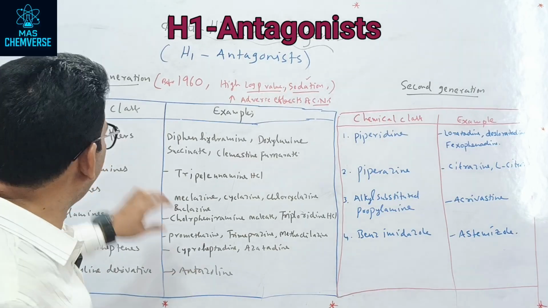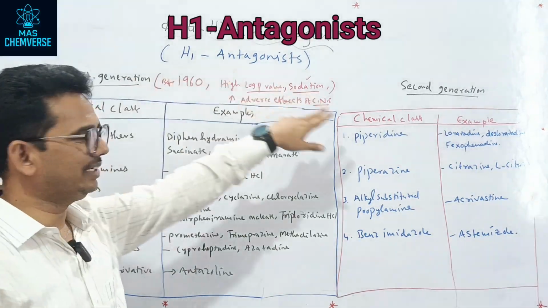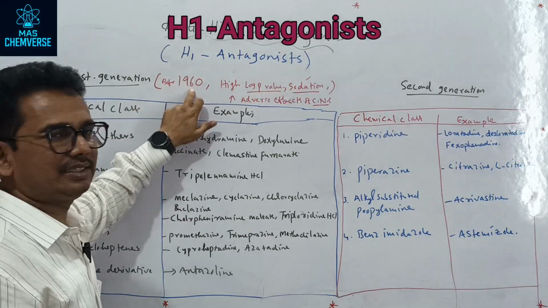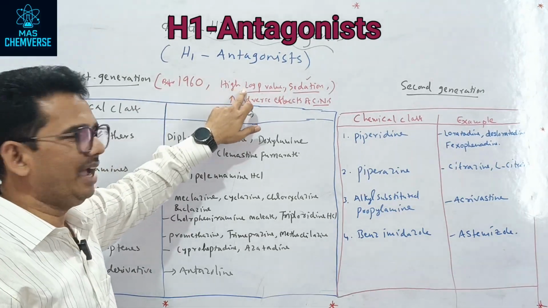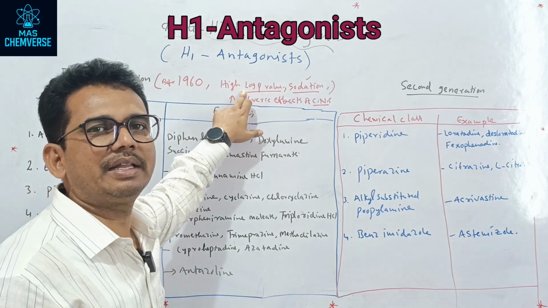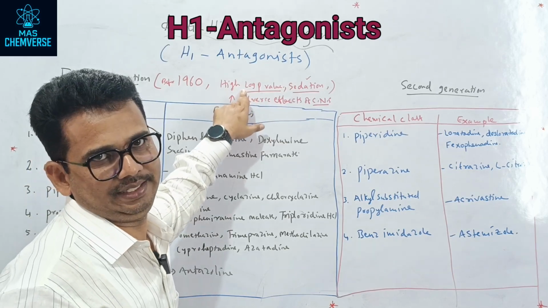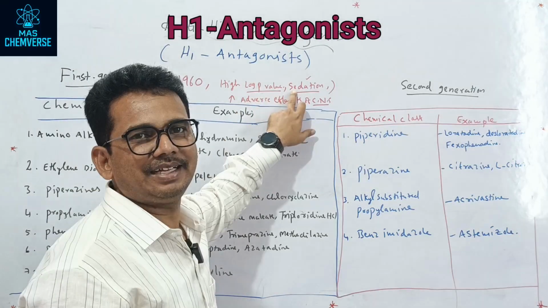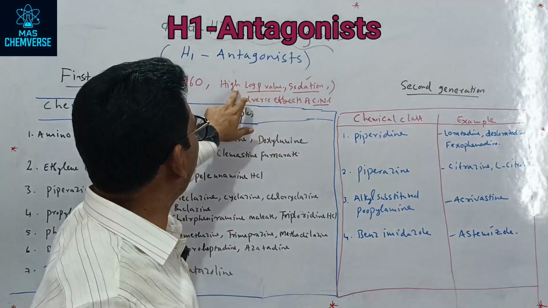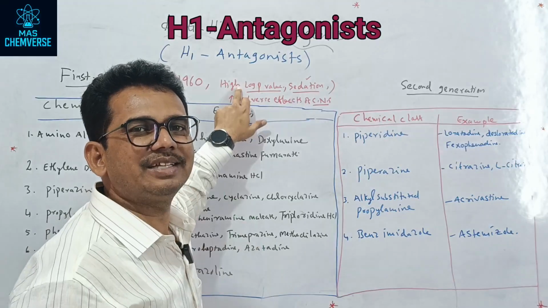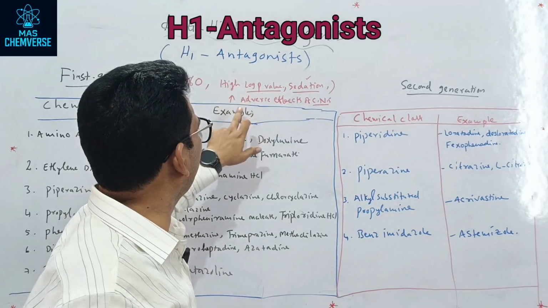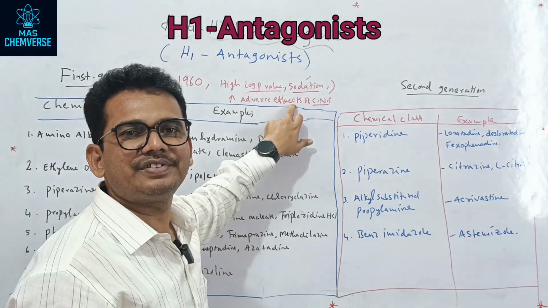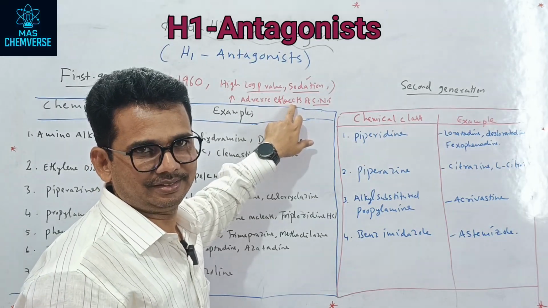What we are discussing here is the difference between the first generation and second generation. The first generation was discovered before 1960 and has a high log P value, which is the high partition coefficient. That increases the sedation. Due to the high log P value, they cross the blood brain barrier and enter the CNS, producing central nervous system adverse effects.